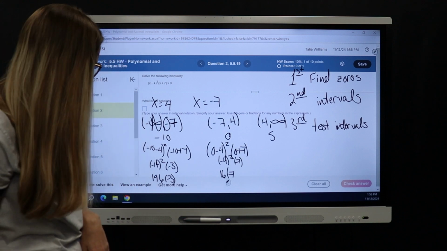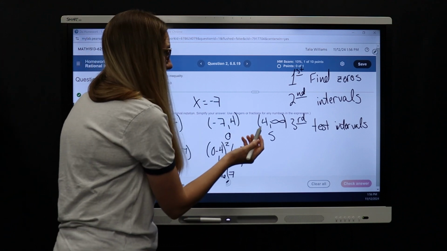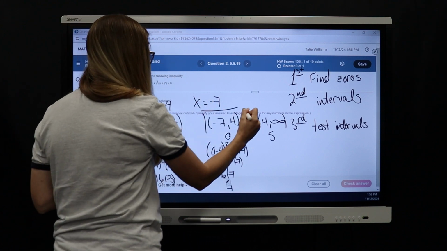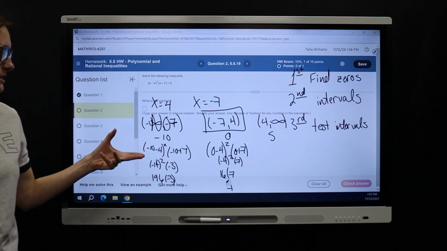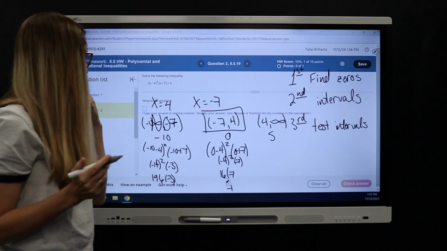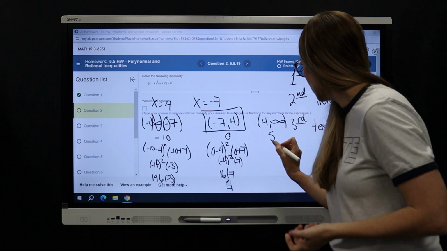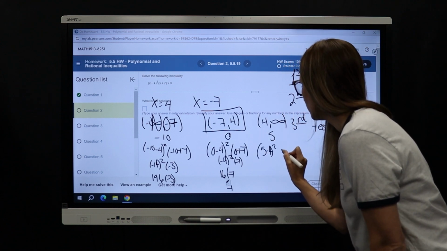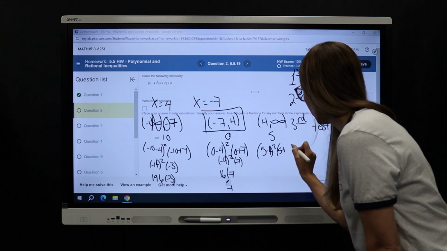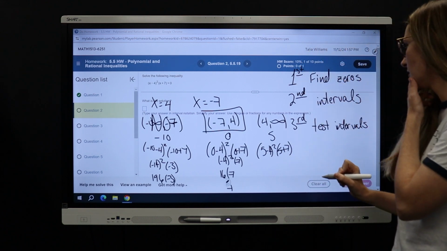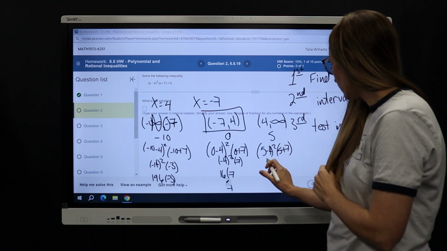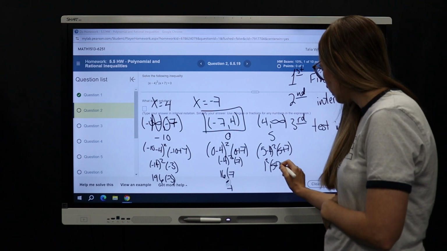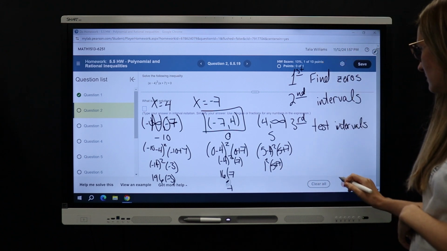A positive number times a positive number is going to be a positive number. So this interval is going to be greater than 0 because it is positive. Now let's test our 5. So I'm going to have 5 subtract 4 squared and 5 plus 7. So 5 subtract 4 squared would be 1 squared times 5 plus 7.